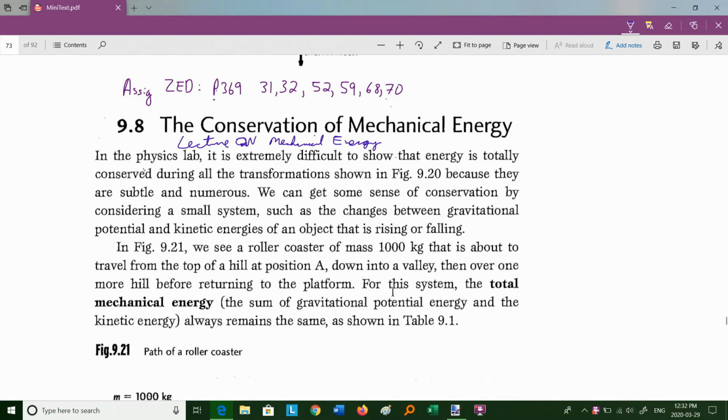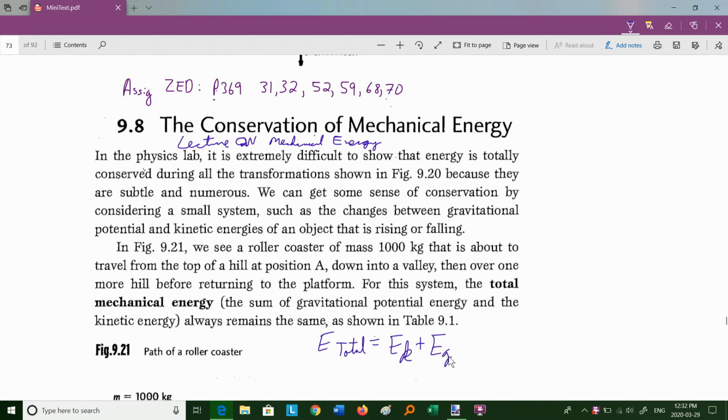The total of kinetic and potential energy gives us what's called the total mechanical energy. So I'm going to use the mini text here on page 343. I'm just going to write here that E total equals EK plus EG.